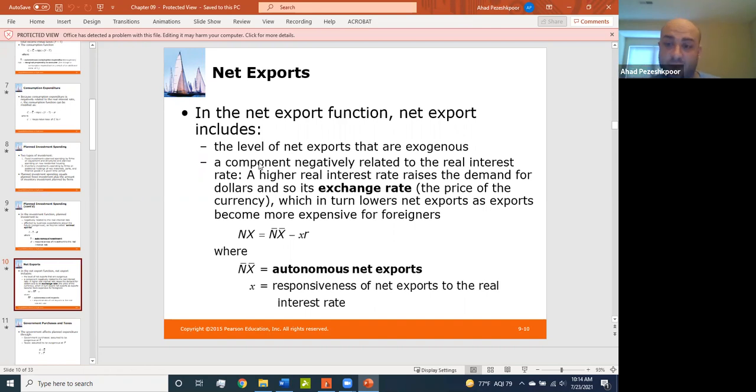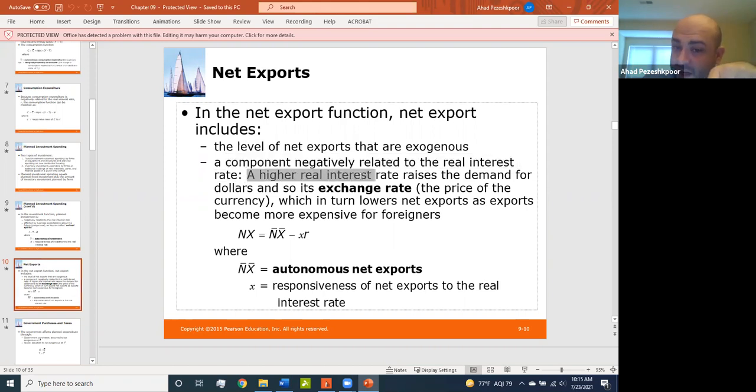This is the autonomous net exports. But then there is a second part to it. The second part is also related to the real interest rate. It is a component negatively related to the real interest rate.